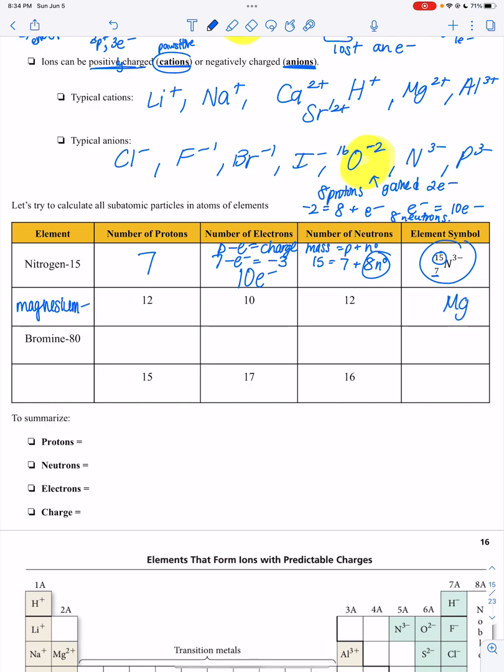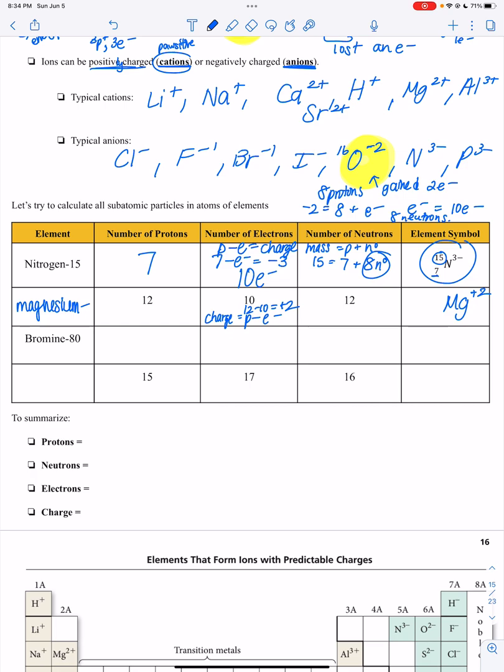Symbol is Mg. It's got 10 electrons. If it has 10 electrons, if I want to figure out the charge, it's going to be protons minus electrons. 12 minus 10. This is +2. Its charge is +2. It has 12 neutrons.